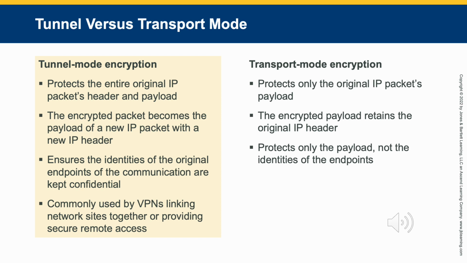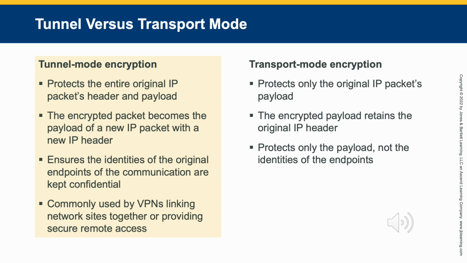Tunnel versus transport mode. Tunnel mode encryption protects the entire original IP packet's header and payload. The encrypted packet becomes the payload of a new IP packet with a new IP header. This ensures the identities of the original endpoints of the communication are kept confidential. It is commonly used by VPNs linking network sites together or providing secure remote access.